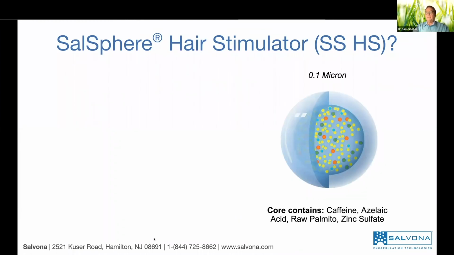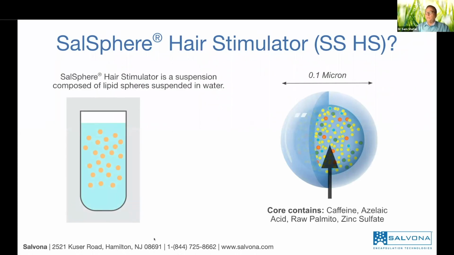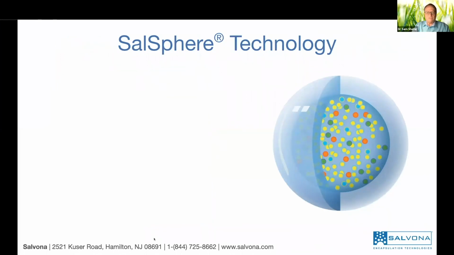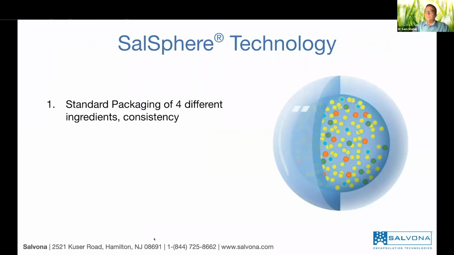So we're coming back to our technology. We have a sub-micron sphere of about 0.1 micron in diameter, and we encapsulate all four ingredients into one sphere. This sphere, SalSphere Hair Stimulator, is in the form of a suspension. A suspension is like milk, like particles of fat that are suspended in water. The same thing goes with SalSphere Hair Stimulator.